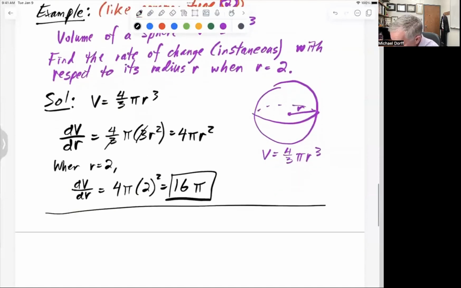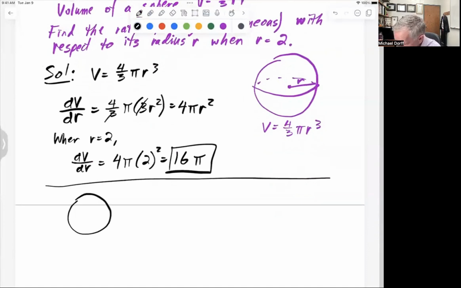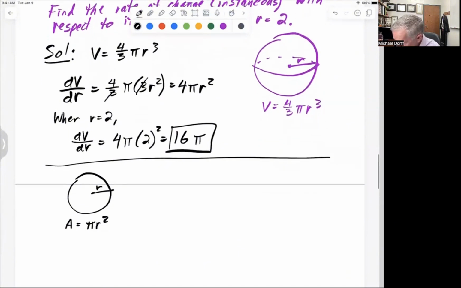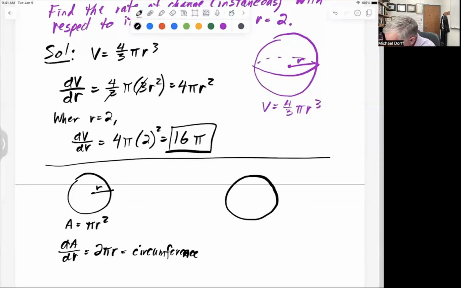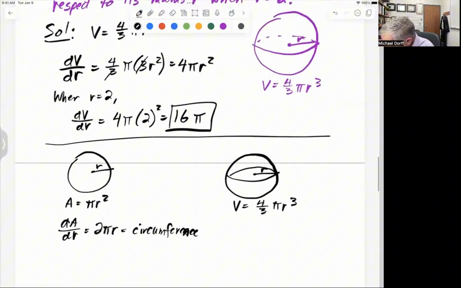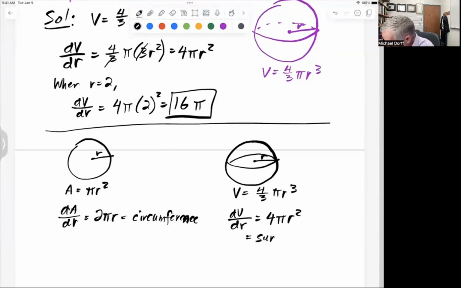Now, just an interesting note, recall earlier when we did this example where we had a circle of radius r, the area was pi r squared, and if I took dA/dr, you get, by the power rule, 2 pi r, which was the circumference. So the derivative of the area equals the circumference, or the perimeter, if you want to think of it that way. When I have a sphere of radius r, its volume is 4/3 pi r cubed, and the derivative of the volume with respect to r equals 4 pi r squared, and that equals the surface area of the ball.